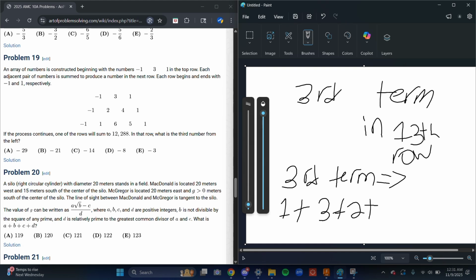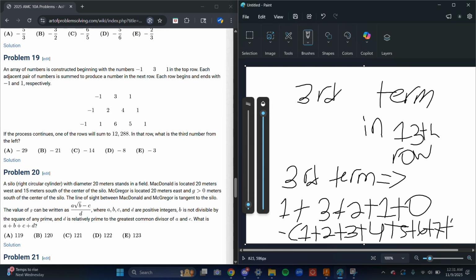So 3 plus 2 plus 1 plus 0 minus 1 minus 2 and so on, and then one more, plus 8. This, I think, gives us 13 terms: 1, 2, 3, 4, 5, 6, 7, 8, 9, 10, 11, 12, 13. Okay, so this is going to give us the term at the 13th row. So now we just have to evaluate what this exactly is.